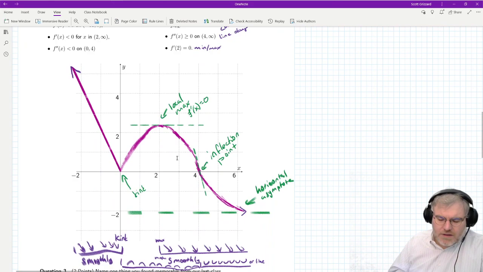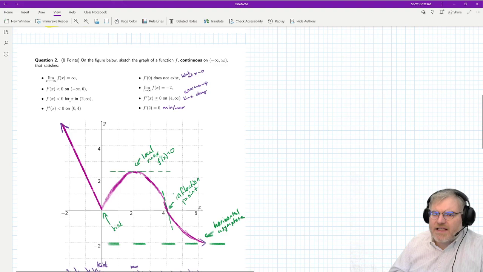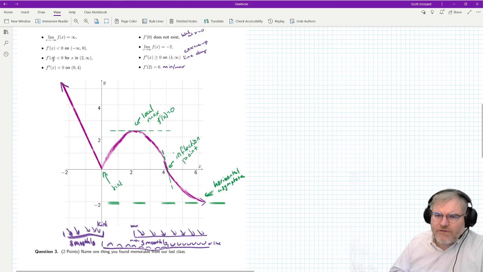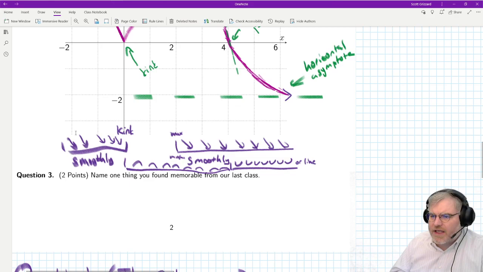So on number two here, I want to sketch a graph that's continuous. This should have been a condition. It wasn't. That satisfies the following. The stuff I did in dark purple is the stuff I did first. The first thing I did when I saw this condition was I drew that arrow. I saw that I want to be decreasing smoothly on negative infinity to zero. So I wrote this note here on the bottom.